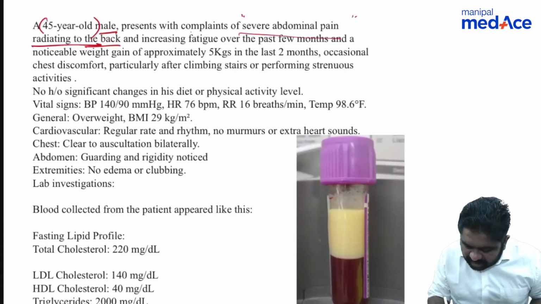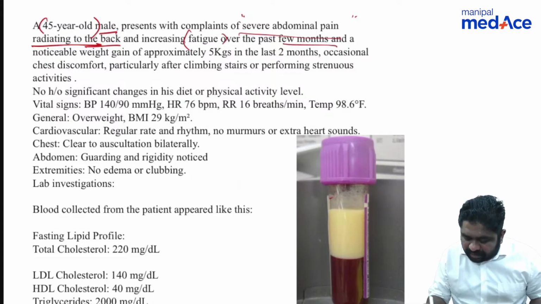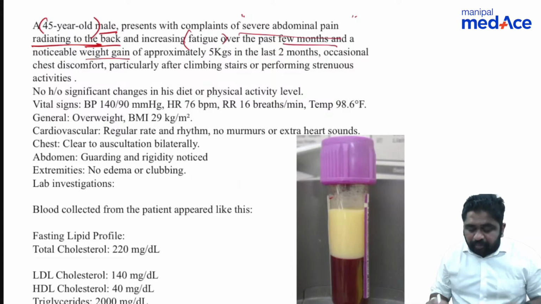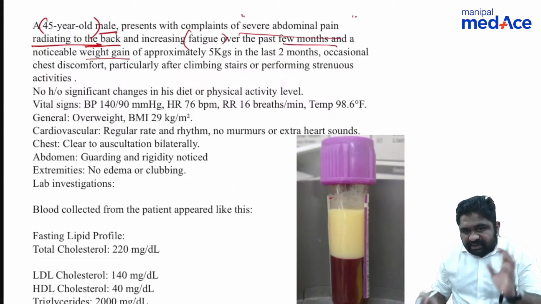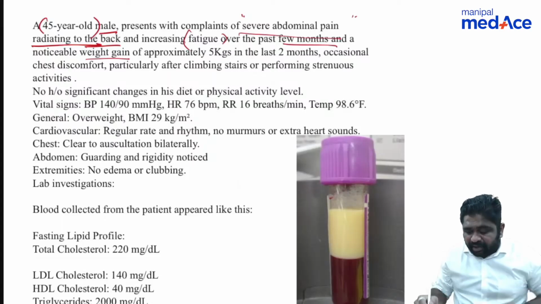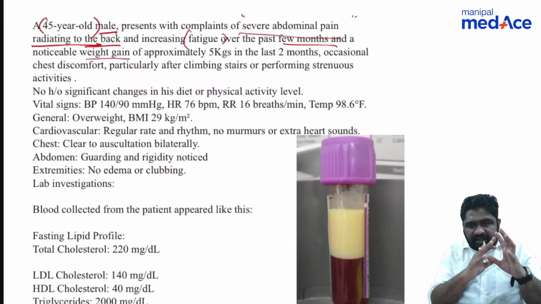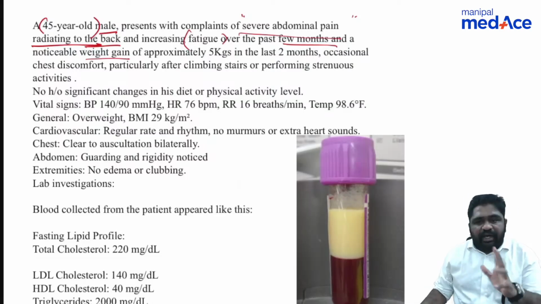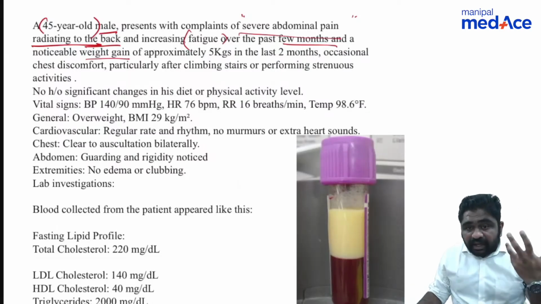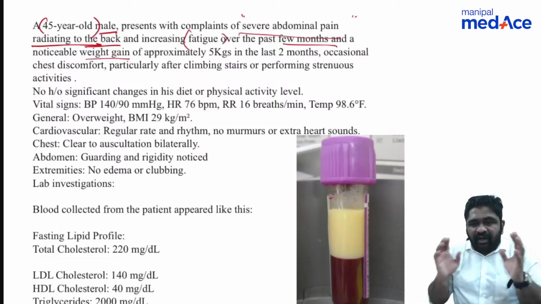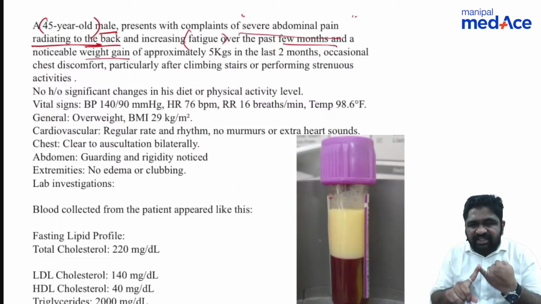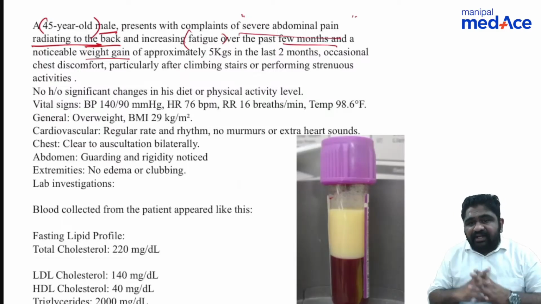Now look at this. Here, the patient is having increasing fatigue over the past few months and noticeable weight gain of approximately 5 kgs. So the patient is having weight gain and there is no specific reason for it. For example, if I am becoming very sedentary in my lifestyle, then I gain weight. It's fine. If I'm eating abnormally high and I'm gaining weight, it is also fine. But the patient is not having any change in his lifestyle. He has normal physical activity as always. He is eating his regular food as always. And in spite of that, he is having a weight gain.